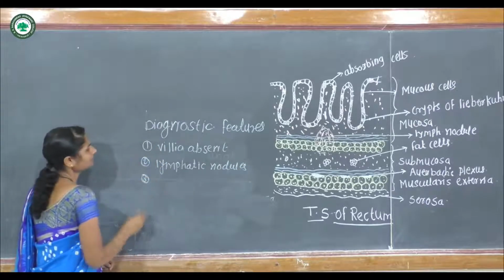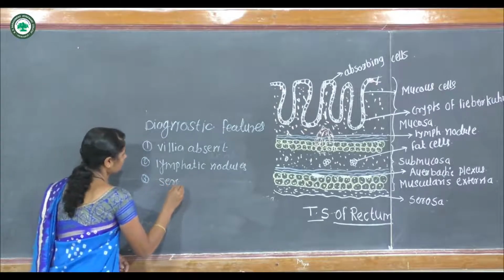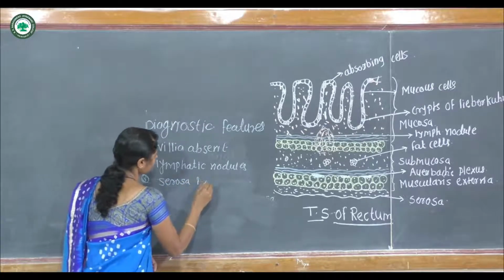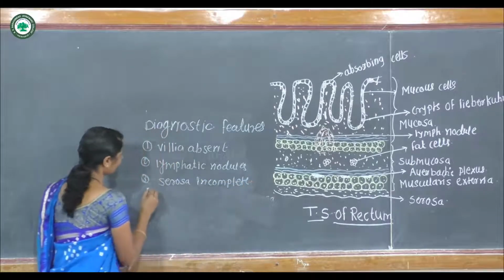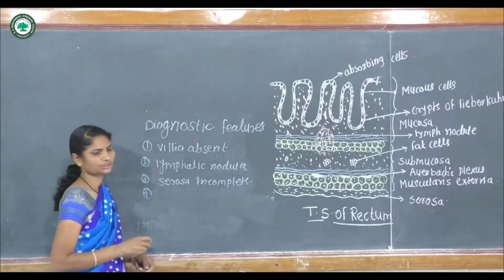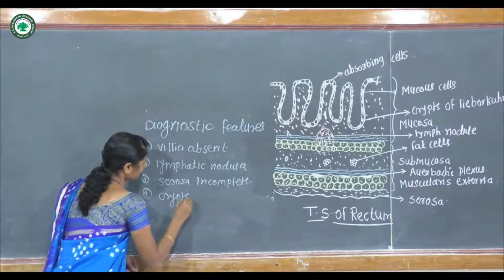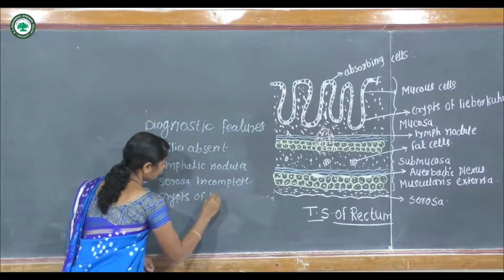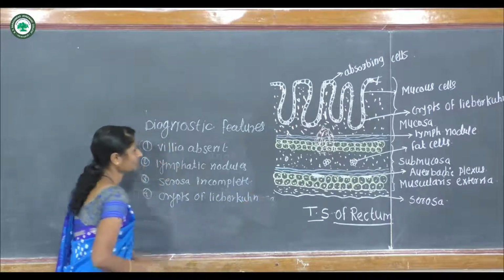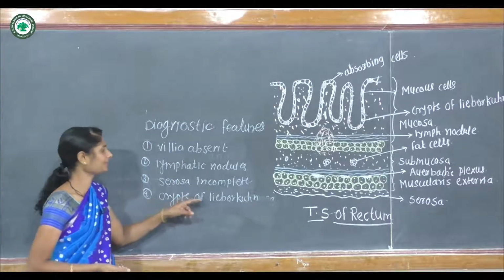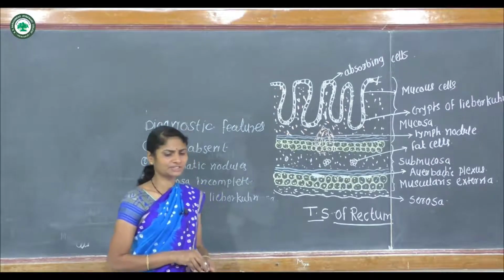Third feature, serosa is incomplete. Serosa is incomplete in the rectum. And fourth diagnostic feature, crypts of Lieberkühn are present in the rectum. In these crypts of Lieberkühn only mucous cells are present.